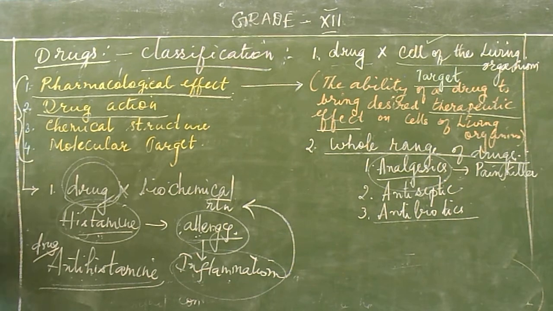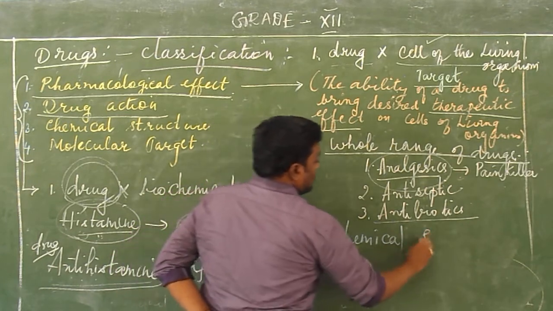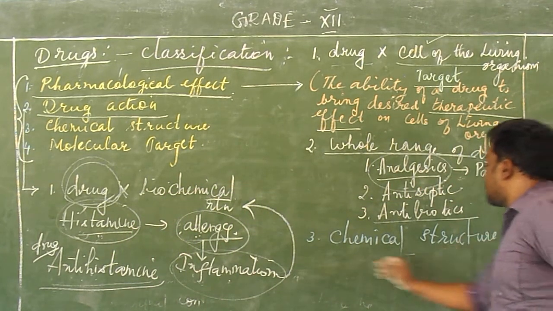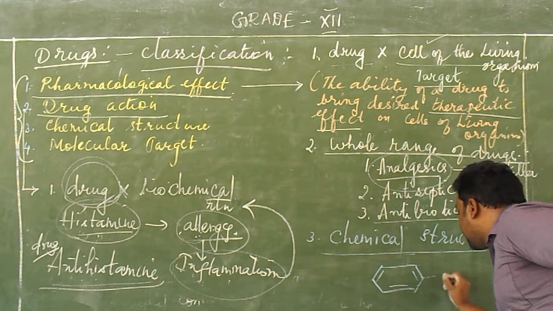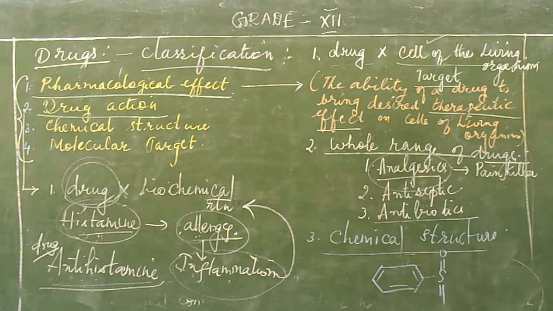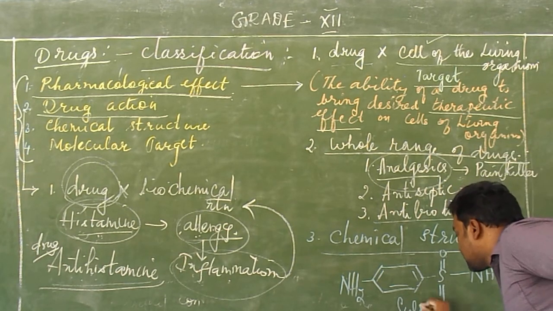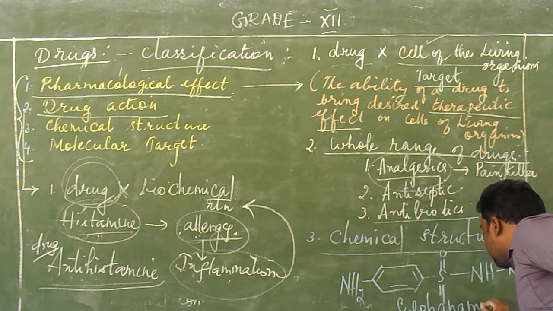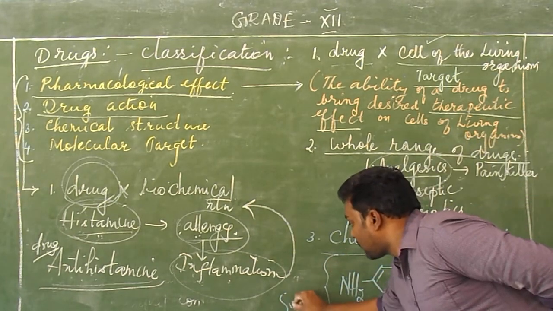Now, coming to the third one, that is chemical structure. So third one is chemical structure. Based on the chemical structure, how the drugs are classified. So for chemical structure, we draw a structure. So, aromatic ring, benzene ring, disulfide bridge. So, sulfur which is bonded to two oxygen atoms and amine derivatives with R group. And similarly, here also NH2. This is called sulfonamides, which is a sulfur drug. Example will be the sulfur drug.